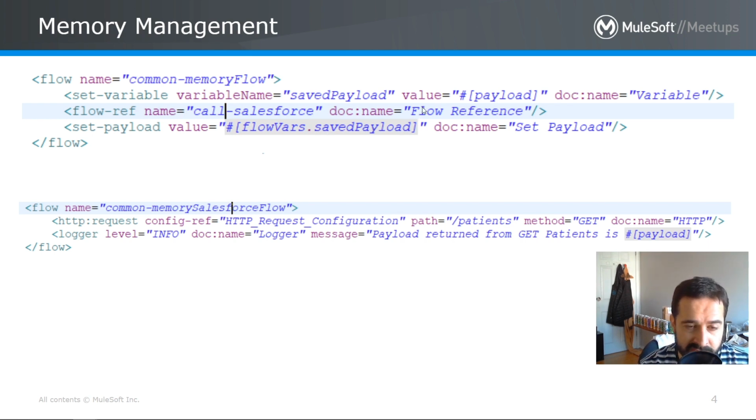But the unintended consequence here is that this payload is now being saved in a variable which is stored in memory. So if this payload is large, say you have a record set that's quite large, or if it's an image, you're taking a large chunk of the memory. And if this is in a flow that gets called quite often, that memory could add up quite quickly.